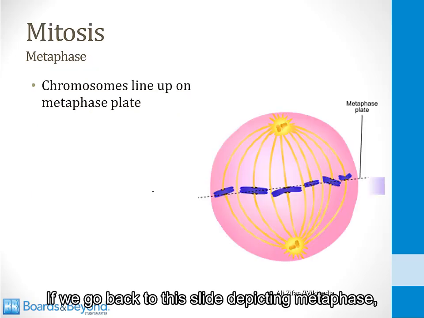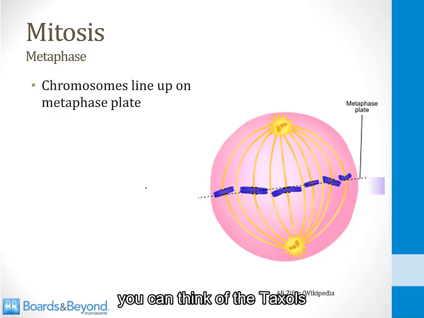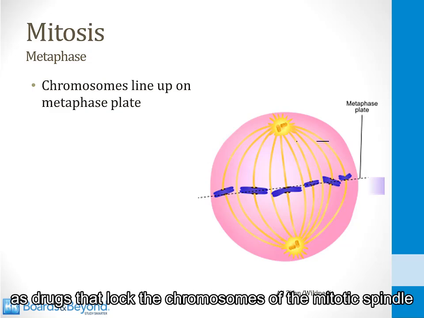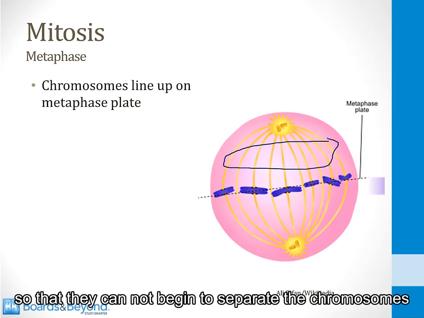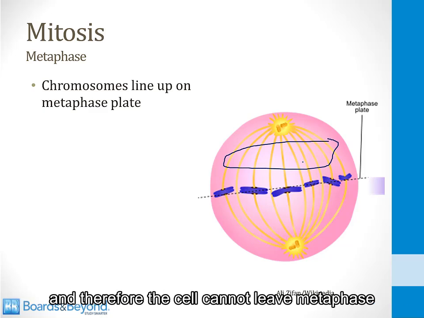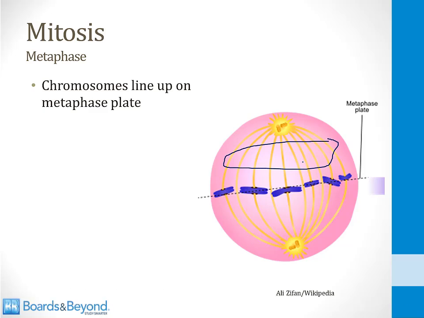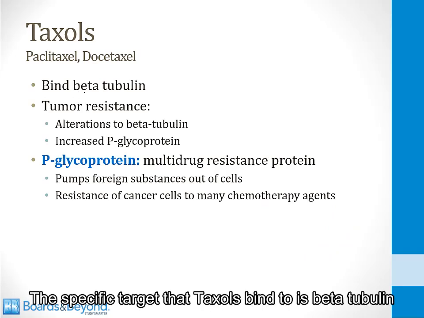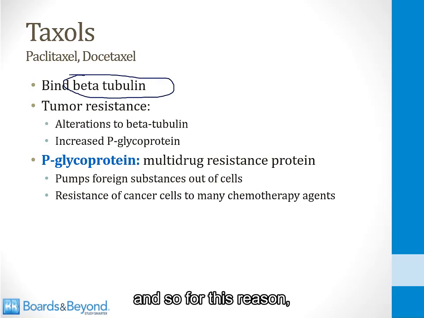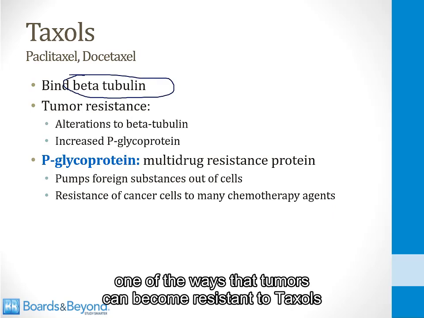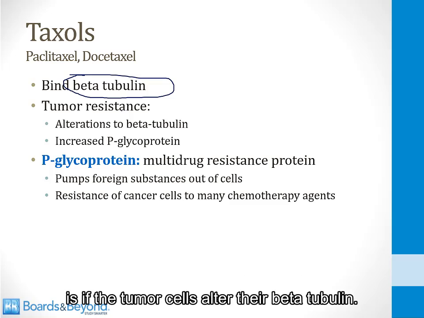If we go back to this slide depicting metaphase, you can think of the taxols as drugs that lock the chromosomes of the mitotic spindle in this position so that they cannot begin to separate the chromosomes, and therefore the cell cannot leave metaphase and enter anaphase. The specific target that taxols bind to is beta tubulin, and so for this reason, one of the ways that tumors can become resistant to taxols is if the tumor cells alter their beta tubulin.